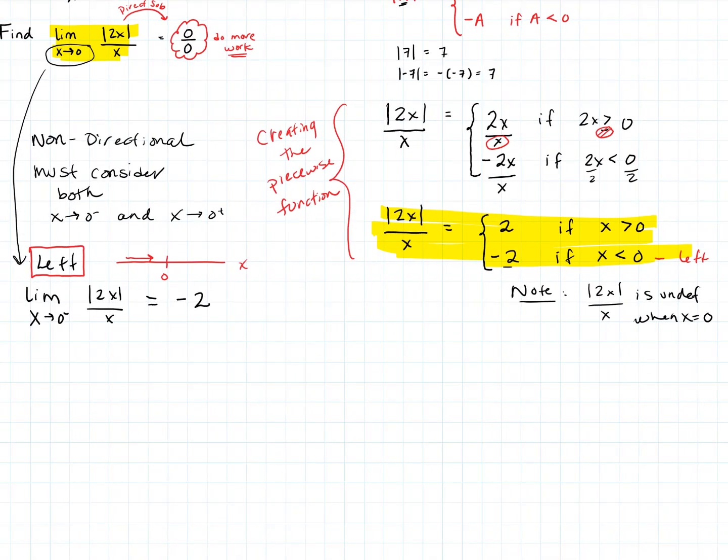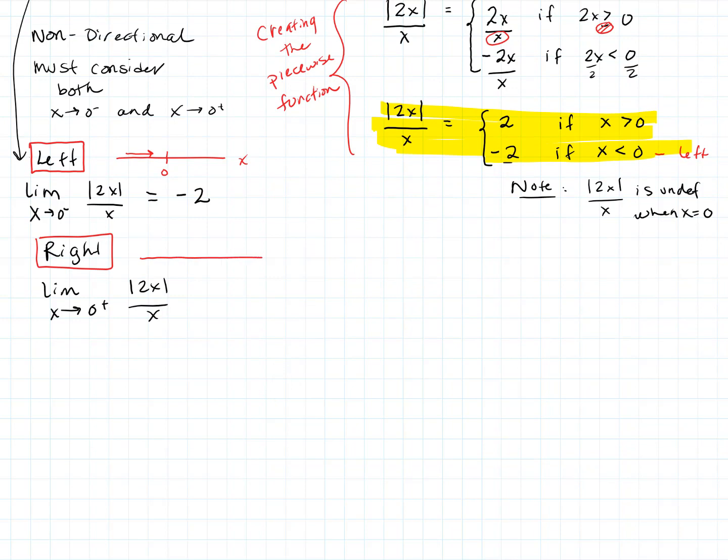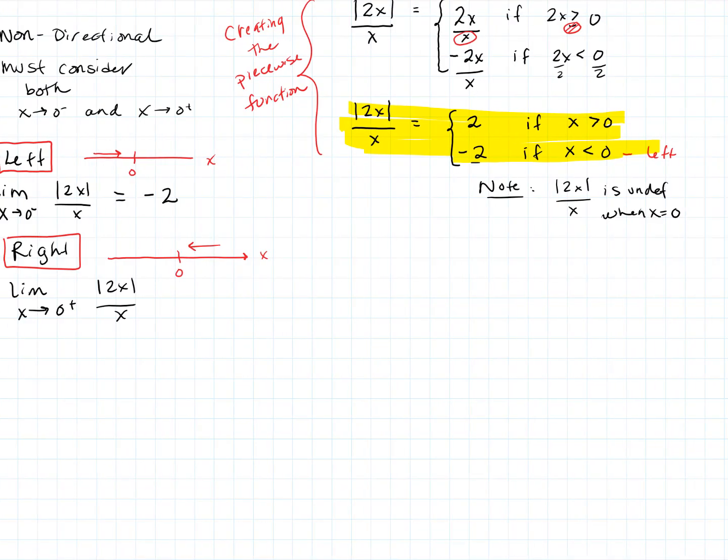Coming from the right, so now let's look at the right. Coming from the right, if we take the limit as x approaches 0 from the right of the absolute value of 2x over x, well, as we come from the right, again, think of this as your x and your zeros, and we're coming from the right. Looking at our piecewise function, those are the values where x is greater than 0. So this is coming from the right of 0.